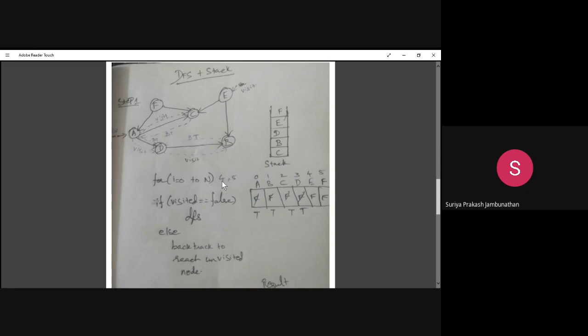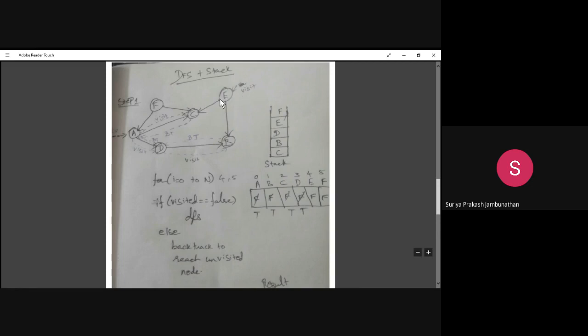When the for loop goes to 4, it will check whether E is visited or not. E is not visited, so we have to make it true. So C, B, D, A will come, and after A, we write E. Why are we writing E? From E, we have to check which node we can go to. Through iteration, we are going to E directly.